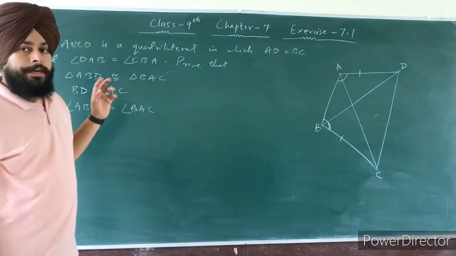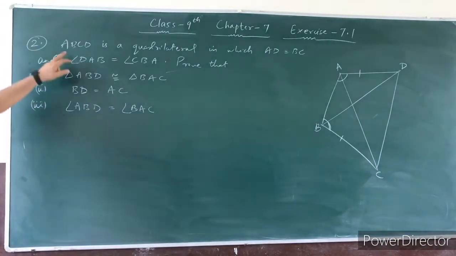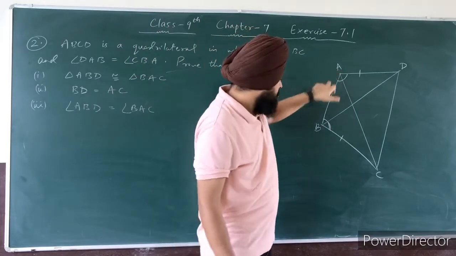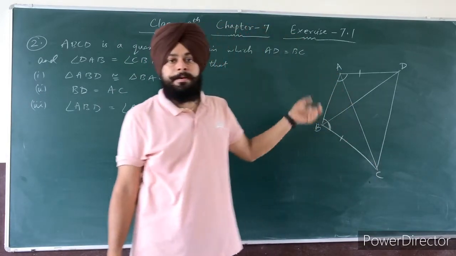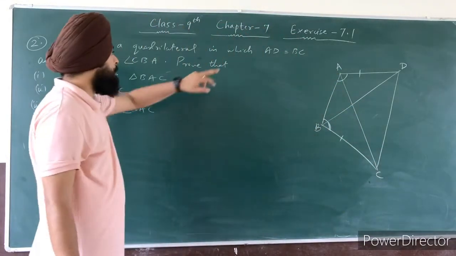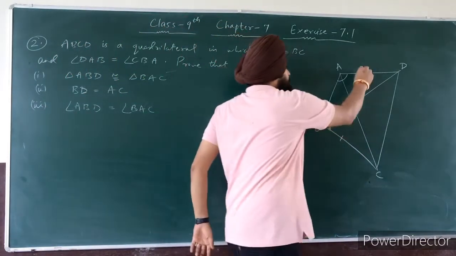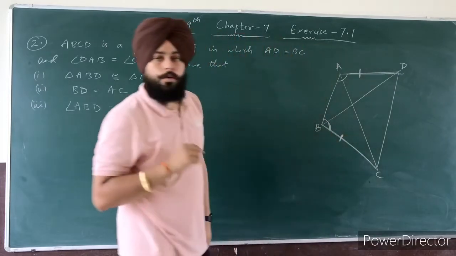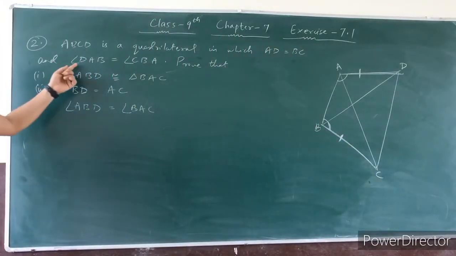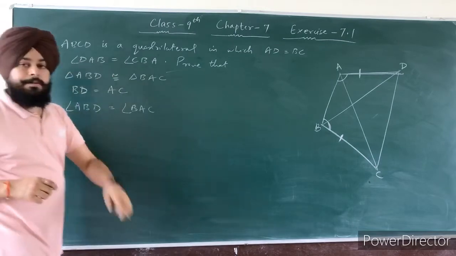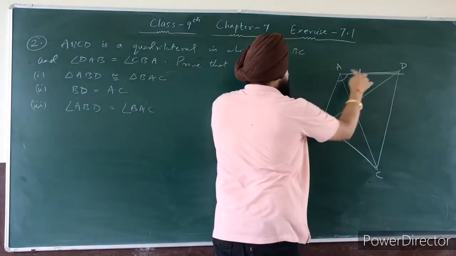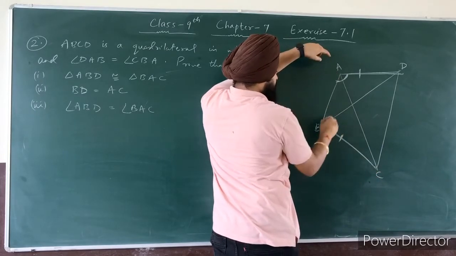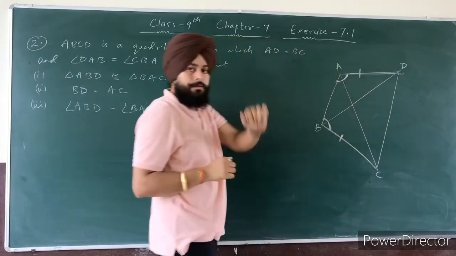Now see question number two of exercise 7.1. ABCD is a quadrilateral in which AD is equal to BC. So again the question says there is a quadrilateral given and its name is ABCD in which two sides are equal, AD and BC. This AD side and this BC side. It is given equal. And the next is angle DAB is equal to angle CBA. Angle DAB, this one, and angle CBA, this one. This angle is also equal, given.